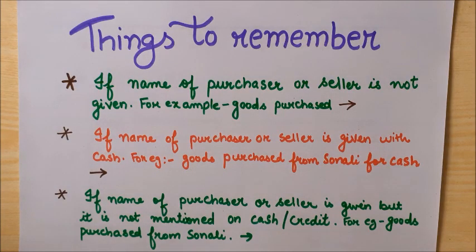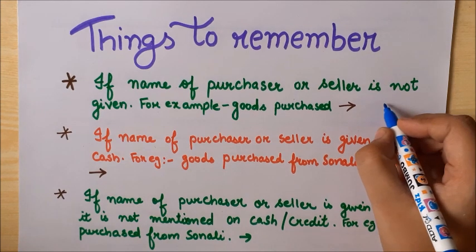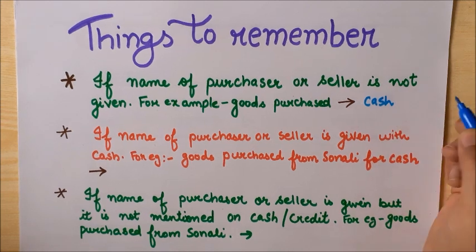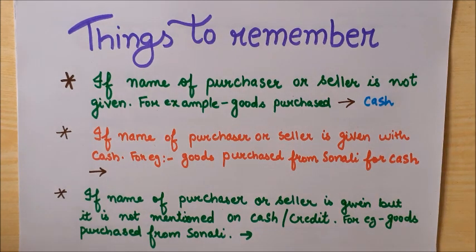Sometimes the question is silent on whether the goods are purchased or sold on a cash or credit basis. So you need to remember this: if the name of the purchaser or seller is not given, you will consider it to be on a cash basis.